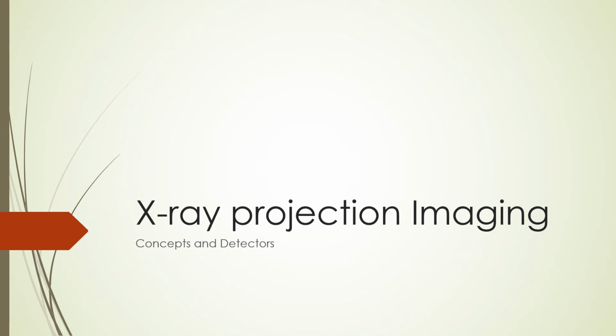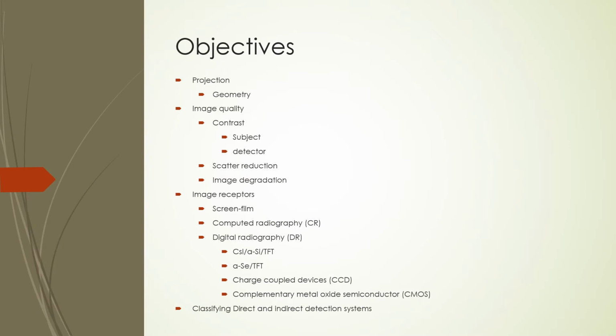Today's lecture is on X-ray projection imaging. Let's look at the objectives for today. At the end of this lecture, students should understand how geometry-related issues like magnification and inverse square law affect image appearance in projection imaging. Students will learn about image quality-related issues like contrast from both the subject and image detector points of view. Students will learn about ways to improve contrast using grids for scatter reduction and also learn about image degradation and a few of its causes.